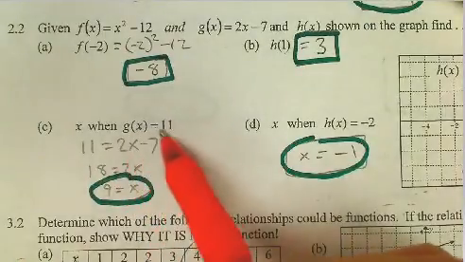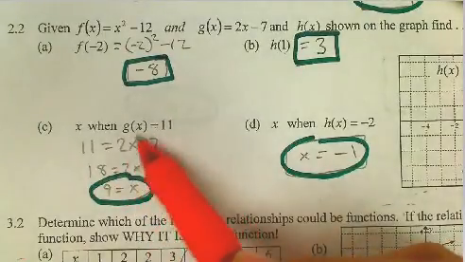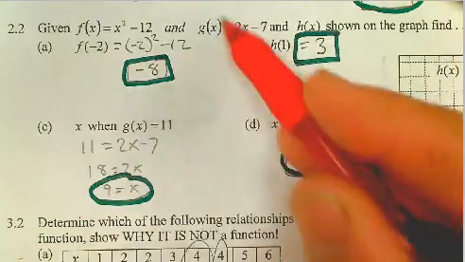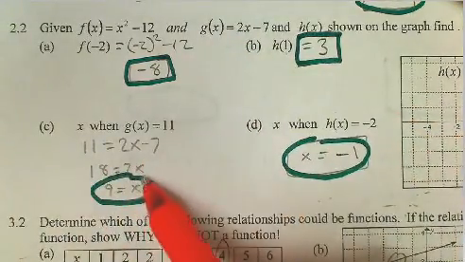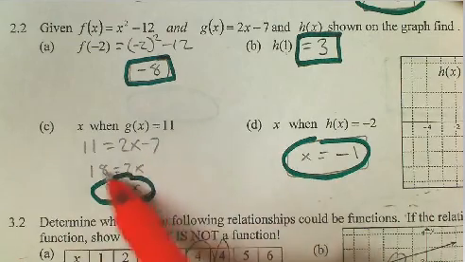G of x equals 11, that's my y, so I plug it in for the y, and I get 11 equals 2x minus 7, and then add 7 to both sides, divide by 2, get 9.